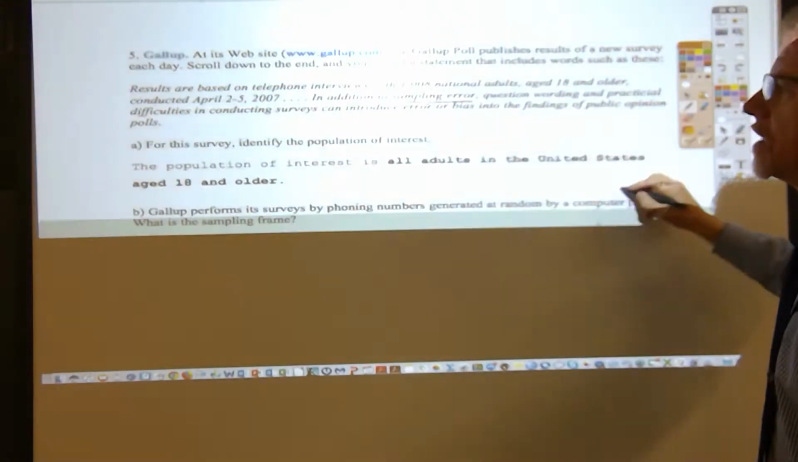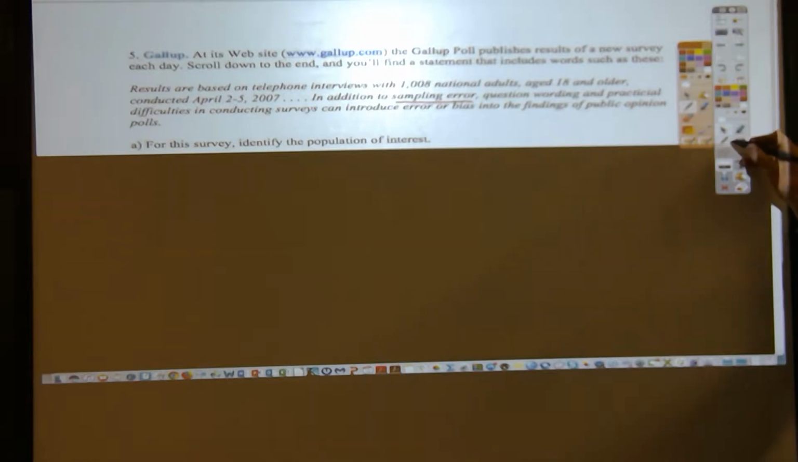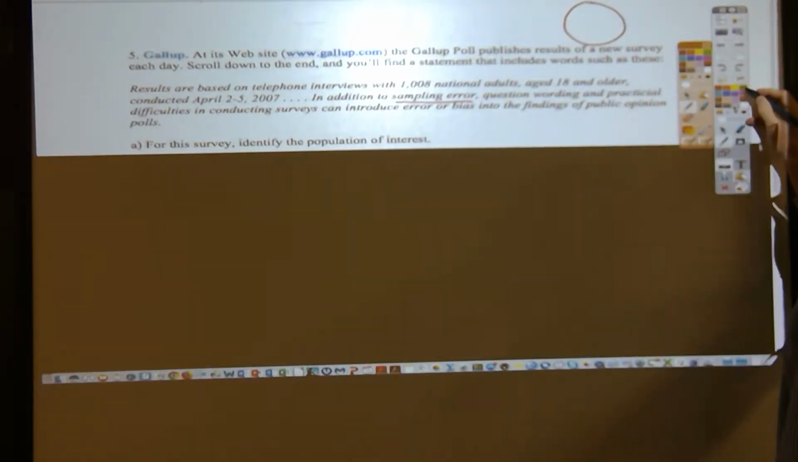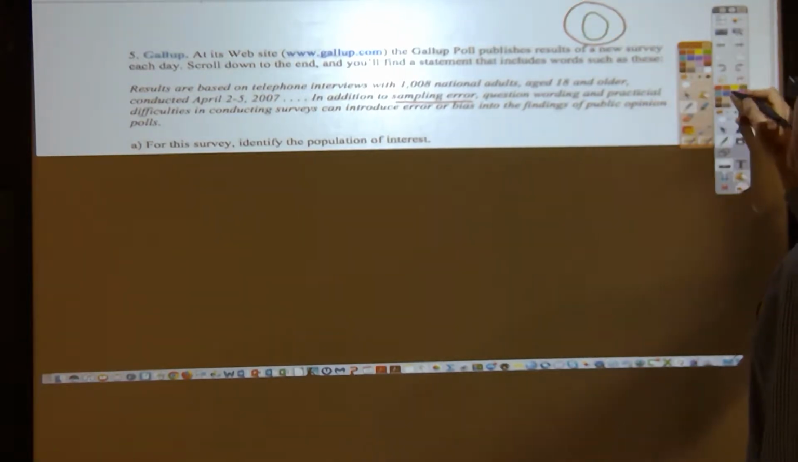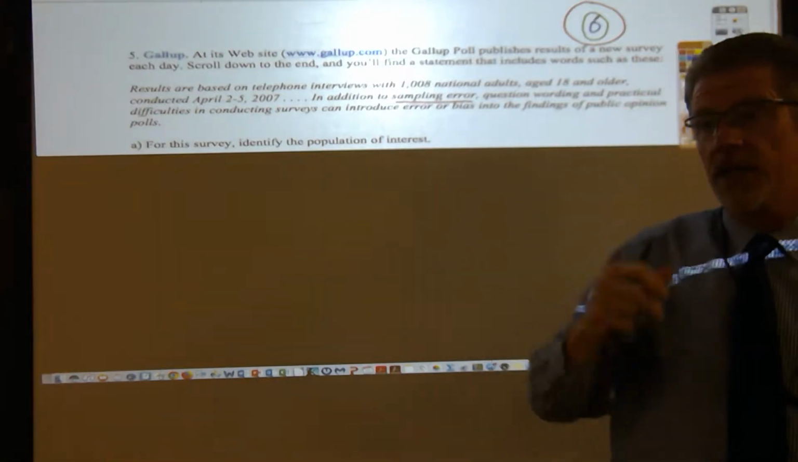So, question here is for this survey, identify the population of interest. We drew the 3 circles last time. We had the population circle, the sampling frame circle, and then the sample circle. They want to know what's the population of interest.